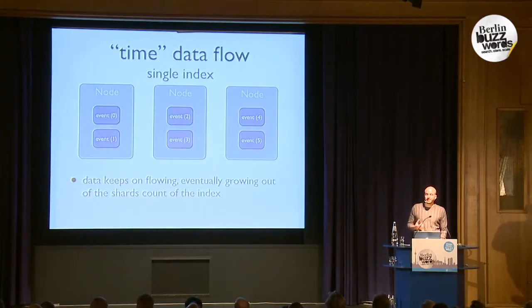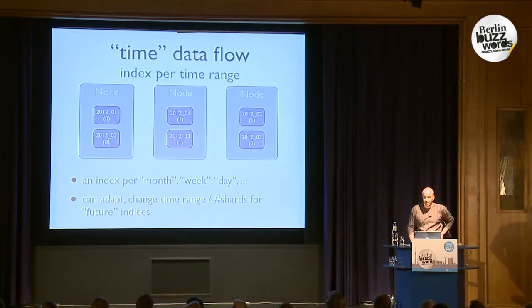Let's try and design a system to handle that. For a time-based data flow, we can start with a single index, obviously. And data keeps flowing into that single index with our own sharding that we decided with a number of shards. And the problem is that because data keeps flowing into the index, eventually it's going to explode and not be able to handle all that data.